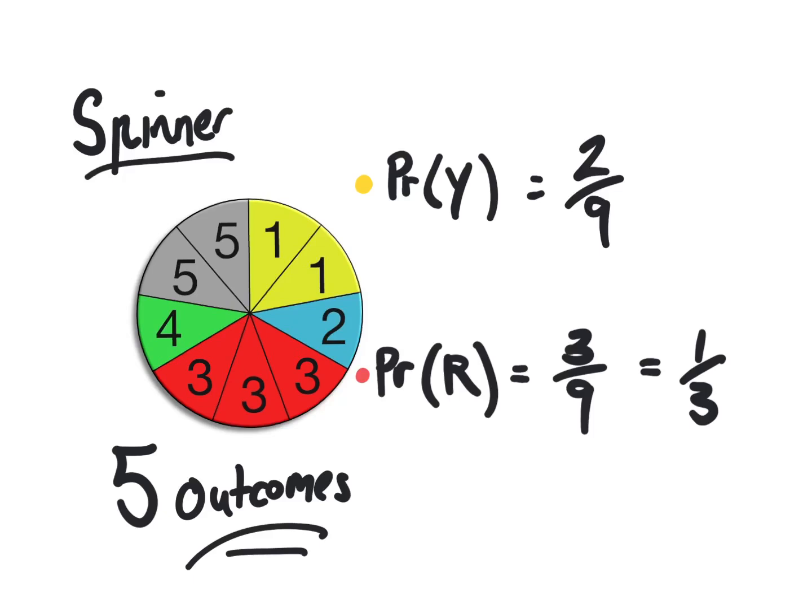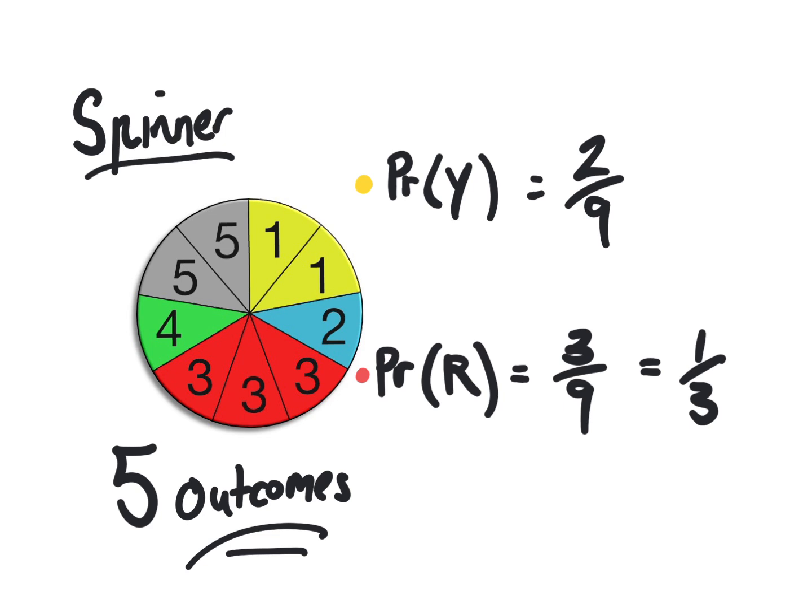In this video, we are just going to look through some chance experiments and have a look at the simple fractions that we can allocate to the probability of the outcomes of certain events. So we can see that this spinner has 5 outcomes. It has red, green, grey, yellow and blue. The probability of spinning a yellow is 2 out of 9 because 2 out of the 9 portions are yellow.